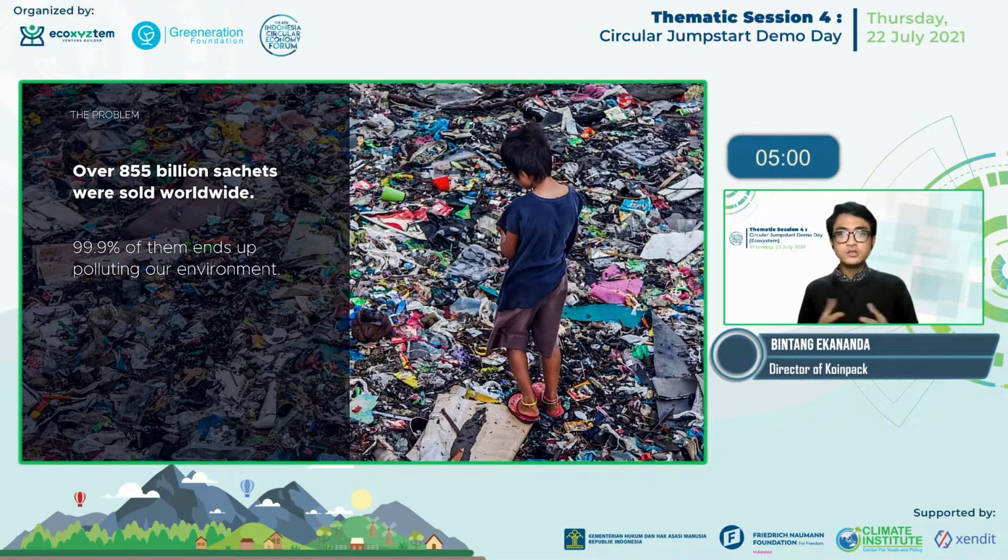We are facing the curse of tiny plastic packaging called sachet that is fueling our waste crisis. Over 800 billion sachets were sold worldwide, enough to cover Earth's surface, and nearly 100% of them end up polluting our environment. This is mainly caused by the linear business model of FMCG companies that they rely upon. My name is Bintang. I'm the director of CoinPack. And today I'm going to show you how CoinPack solves this problem. Next.